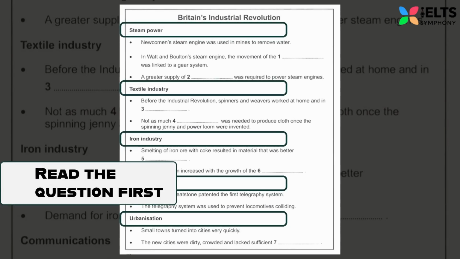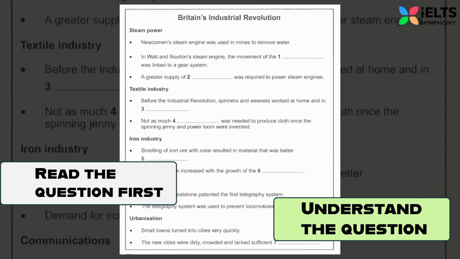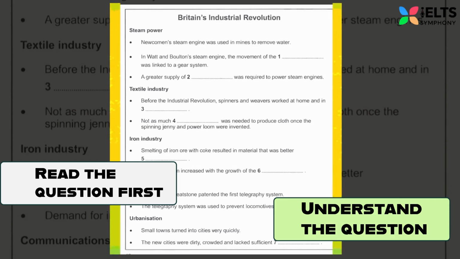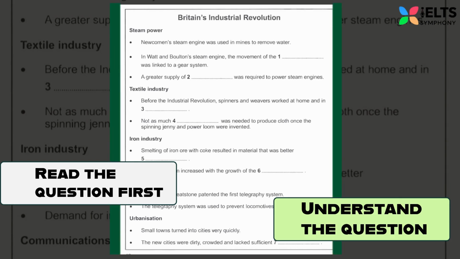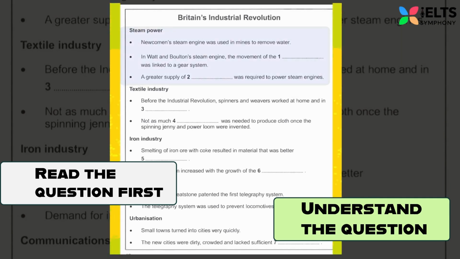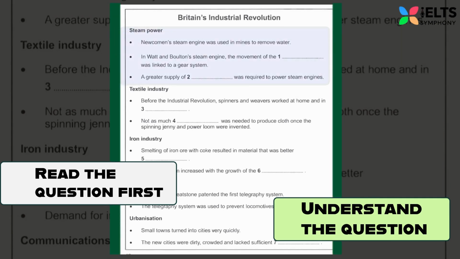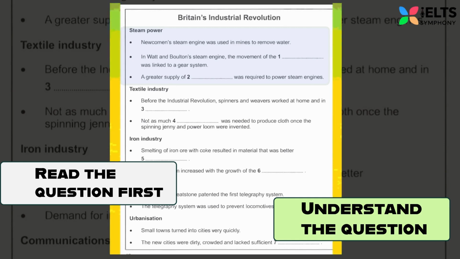These headings, like steam power and textile industry, are guides. They tell you what part of the passage to focus on, so make sure to pay attention to them. It's crucial to understand the information in the questions clearly before proceeding. The questions in this section are relevant to steam power. Let's start from the beginning.